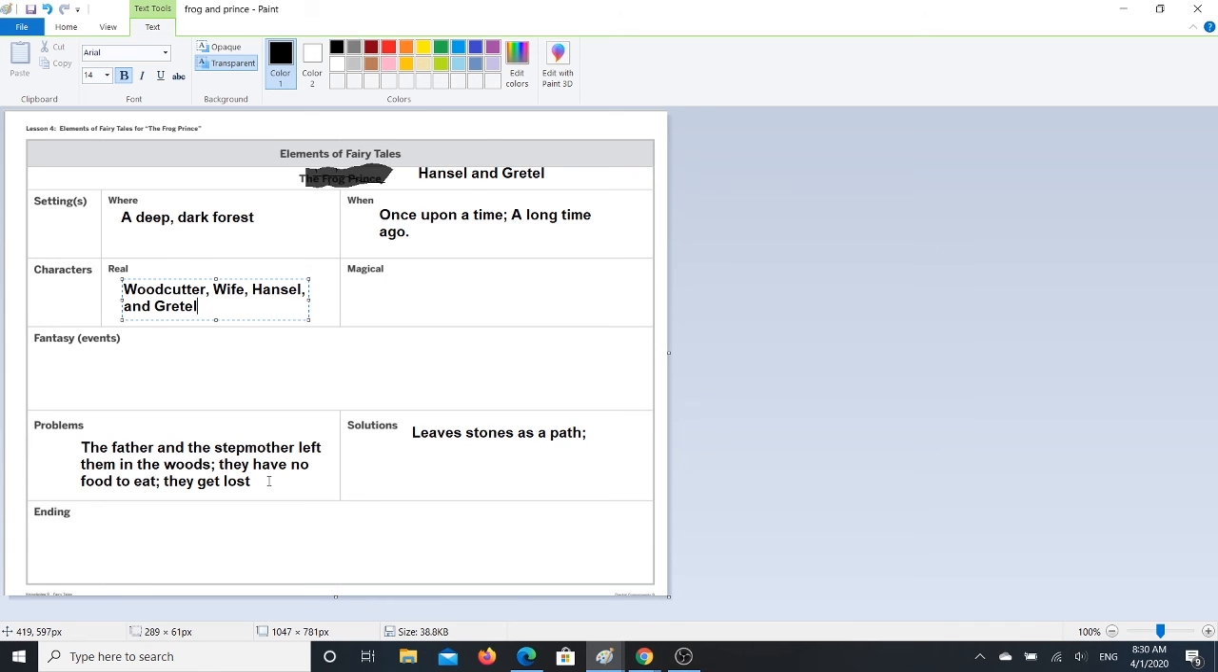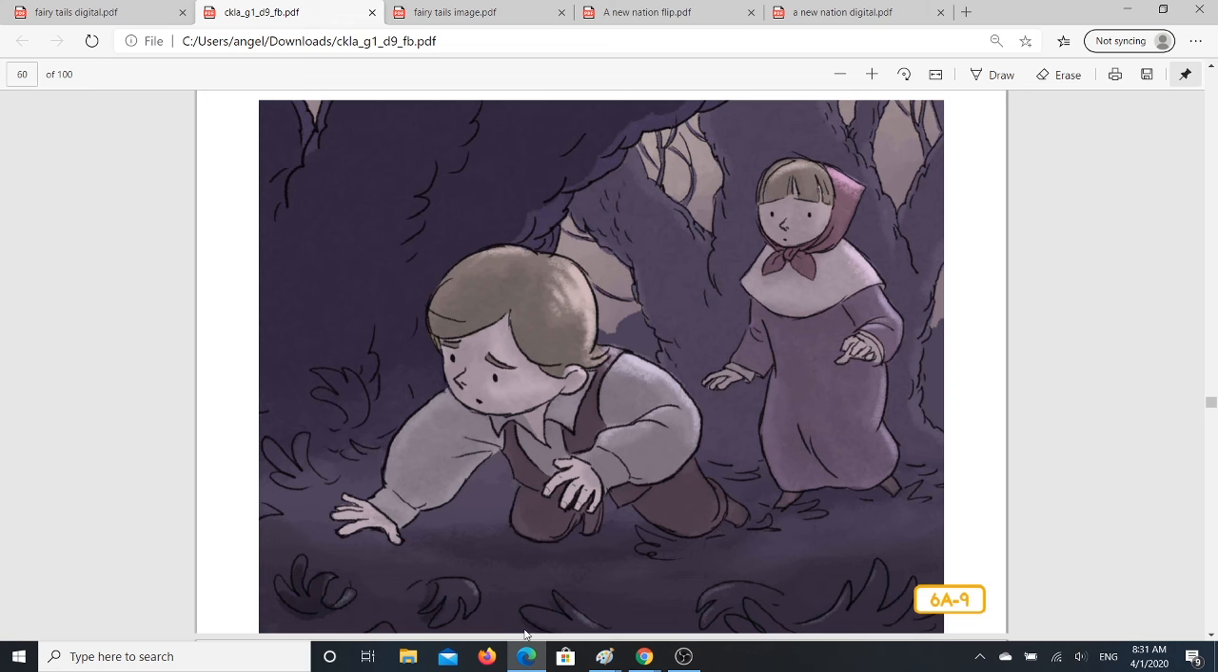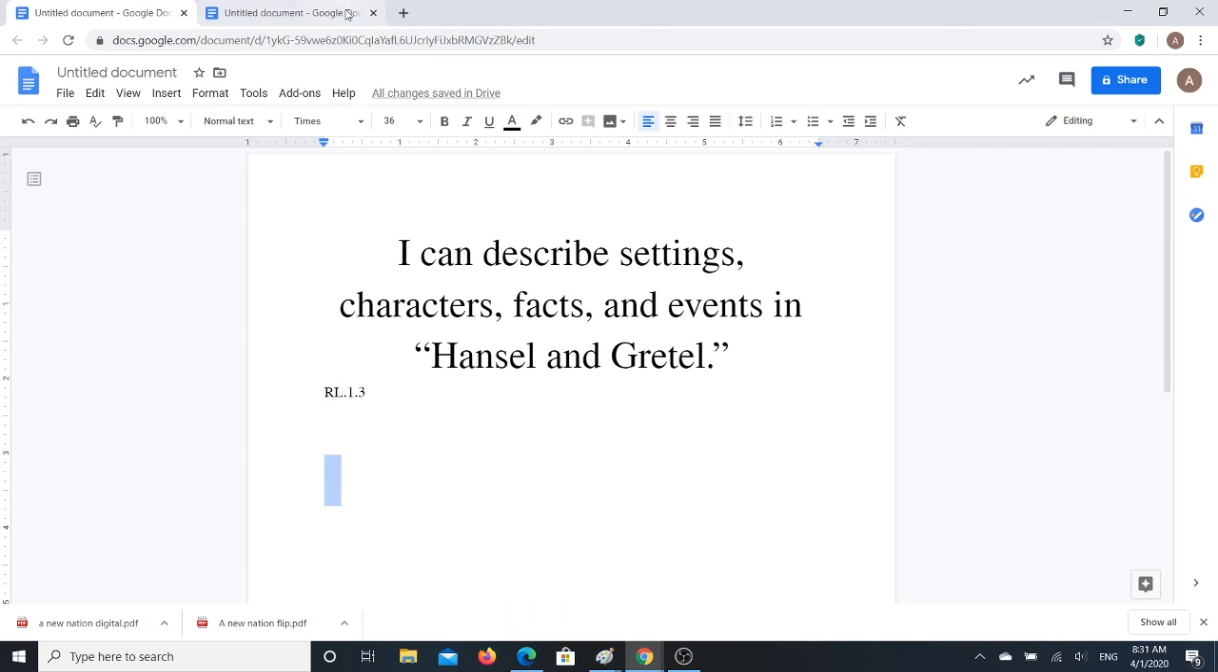So far we see that the father and the stepmother want to lose Hansel and Gretel in the woods because they don't have enough food for the family. And Hansel, at first, solves the first problem by dropping pebbles, but the second time it's not successful. So we're going to fill in the rest of this chart after we finish this story, which will be tomorrow. All right.